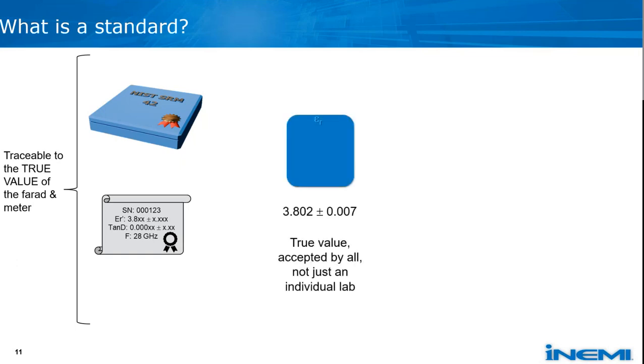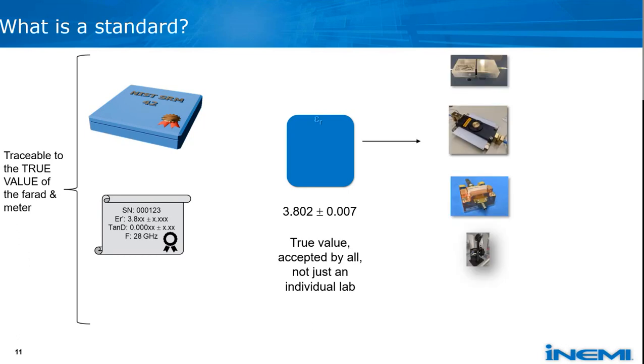And so like the gauge block case, you would purchase this artifact. It would have a very definite value and a definite uncertainty. And that value, again, would be something that's accepted by the international community. And so if you sent this to another lab, they measured it and got a different answer, that's an indication of an error within those labs, as opposed to some unknown with the material.